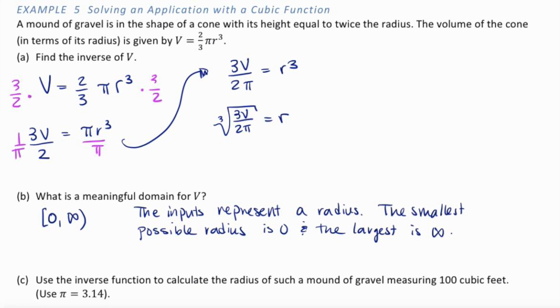Now, realistically, no one is going to have a cone of gravel with an infinite radius. We could have a radius of 10 feet, or of a mile, but if you're getting that big, it'd be a pretty large cone with a pretty large volume. But realistically, somewhere between 0 and infinity lie the only possible inputs for this original function. With that, let's look at part C.